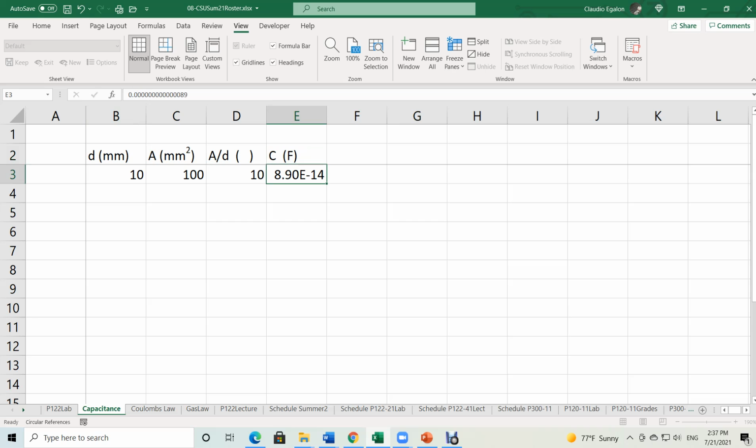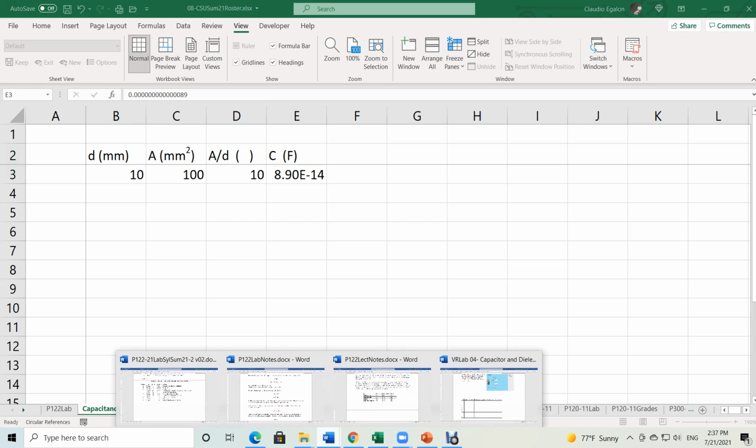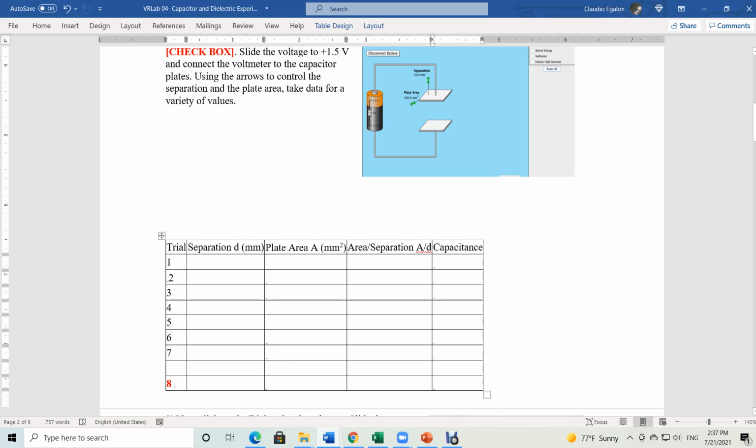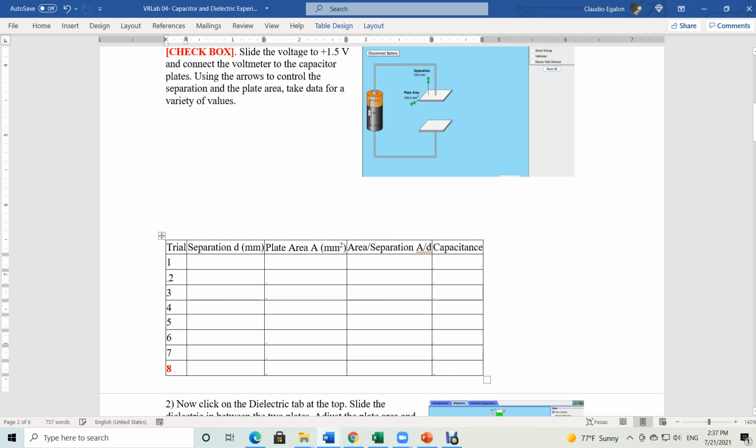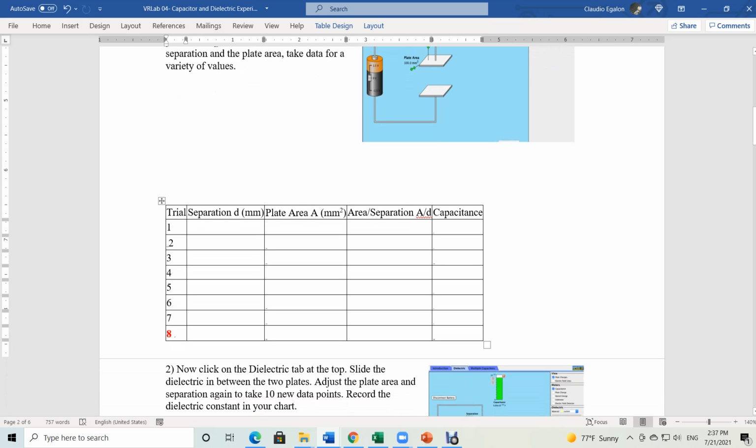And now you have to collect this data for different values. How many? Total 8 is being asked: 1, 2, 3, 4, 5, 6, 7, 8. I do not know whether there is a limit here.